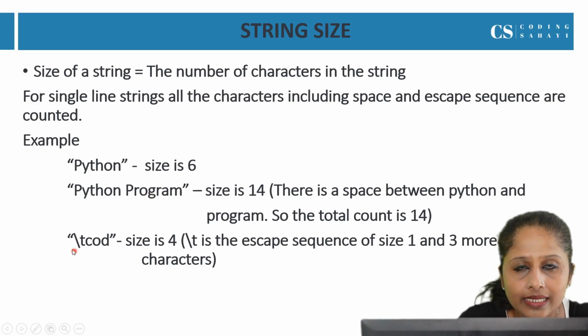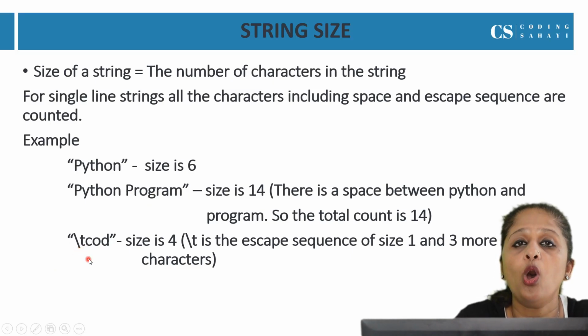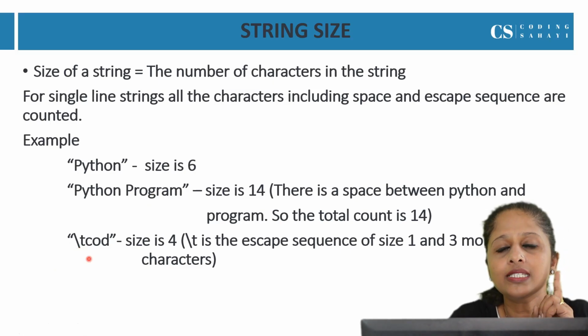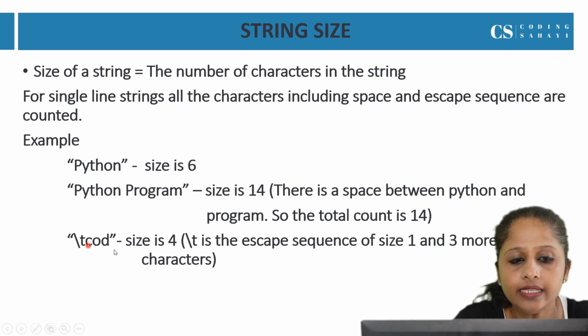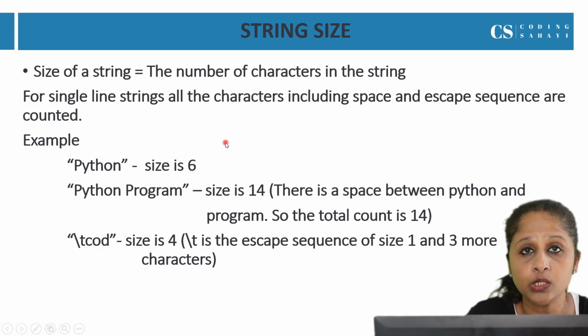Then you can see the next one, \t cod. \t is the escape sequence. It is tab space. All the escape sequence characters are counted as 1. So the string size of an escape sequence is 1. \t is counting as 1. Then cod is 1, 2, 3. 3 are there. So 3 plus 1. The size of this string is 4.